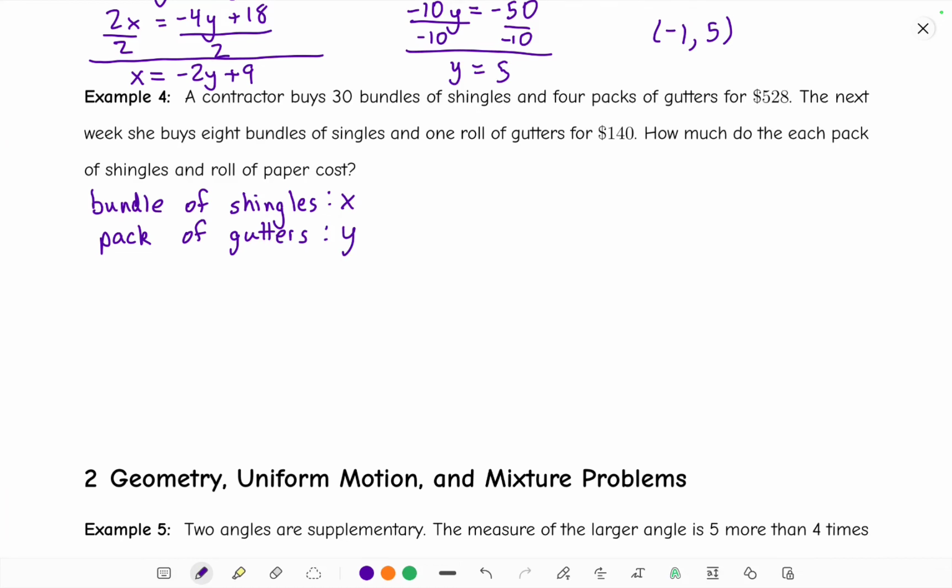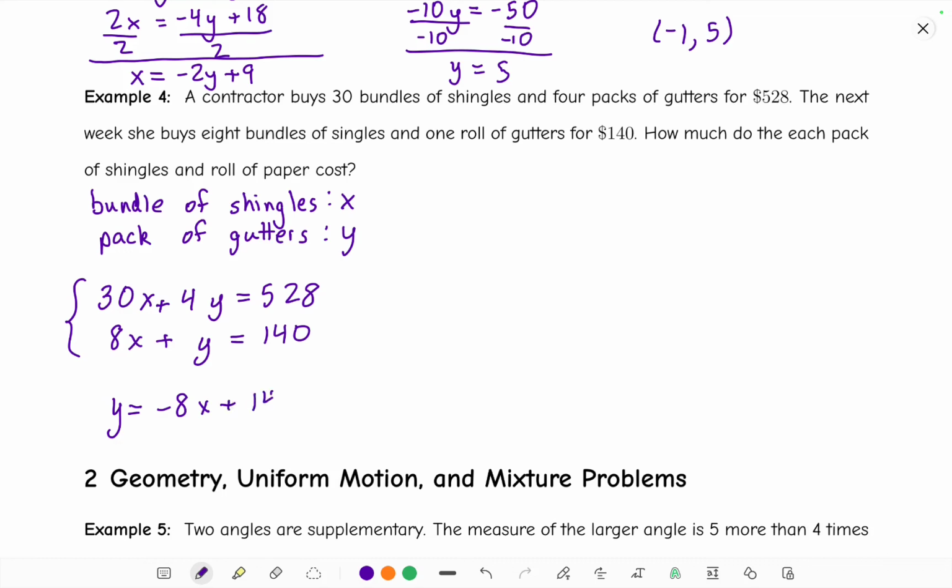that'll be y. So then our system of equations becomes 30x plus 4y equals 528 for the first contractor, and then 8x plus y equals 140 for the second contractor. And there's our system of equations. So I'm actually going to start with the second equation again and solve for y. You just have to subtract 8x from both sides. So we get y equals negative 8x plus 140. Now I take the first equation and plug that expression in for the y.